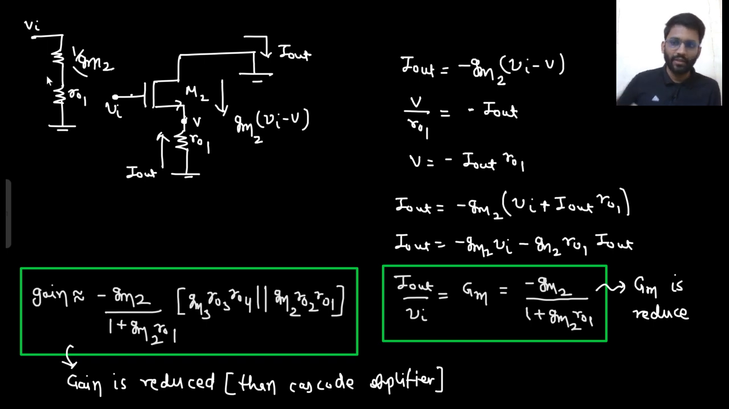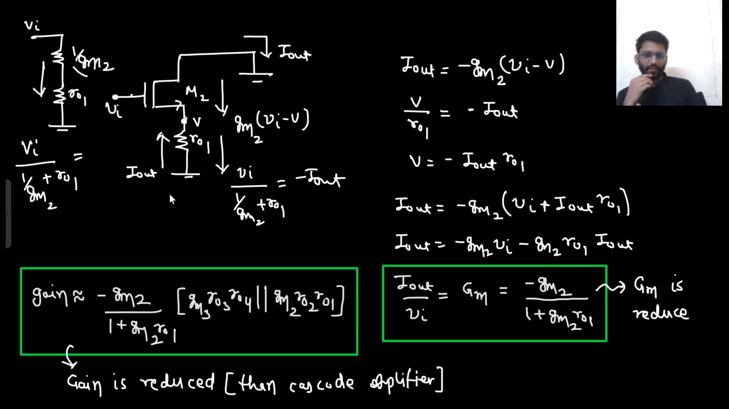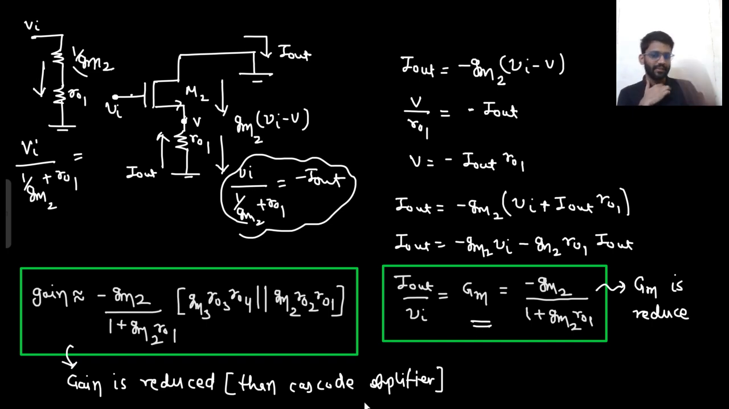Here is 1 by GM2, here there is R01. What will be the current here? V in by 1 by GM2 plus R01. So the current here is V in by 1 by GM2 plus R01, and this current is equal to minus I out. Say yes or no. From this equation also you will get this GM only. GM2 will go up, so GM2 by 1 plus GM2 R01. Are you agreeing to my point? One more intuition. By this also you can write down GM in one step only.